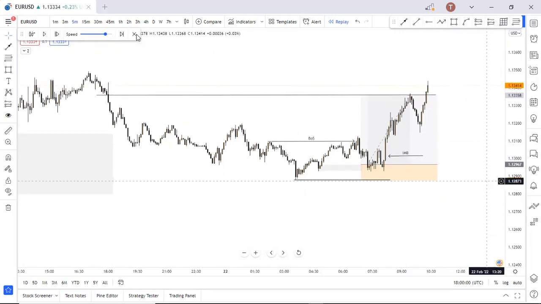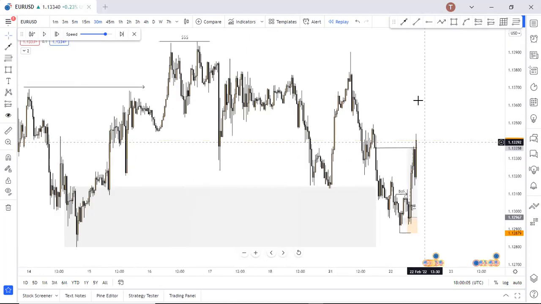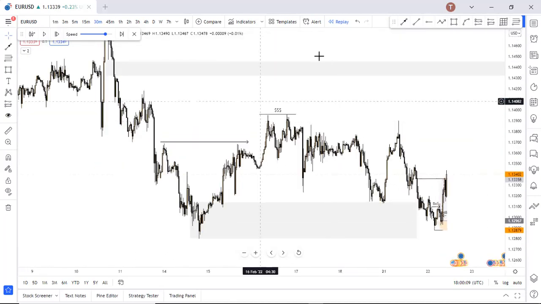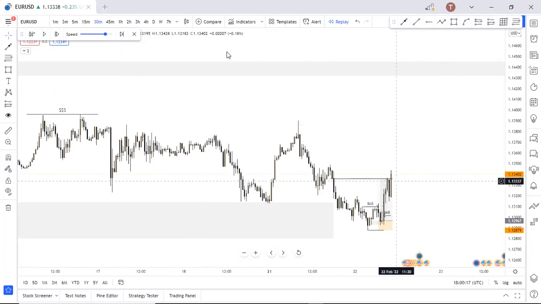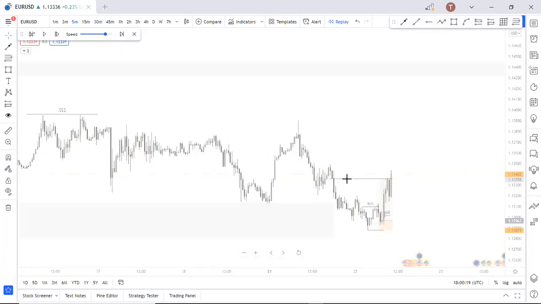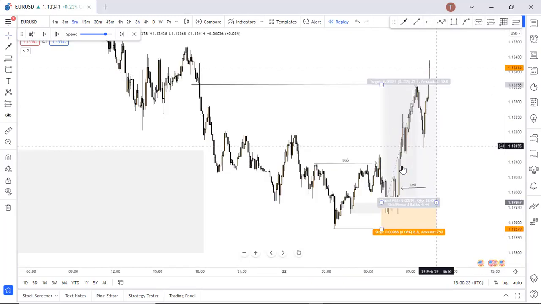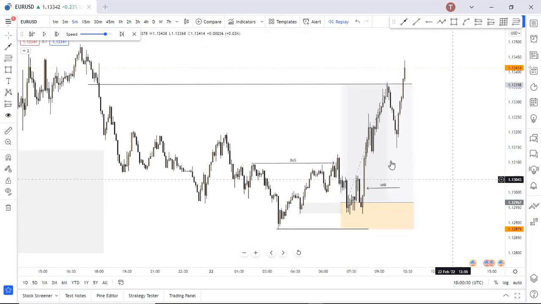So I'll be looking for a possible entry for another buy, because I still believe price will break above this high and get up to this 2-hour POI to fill this imbalance. So that's just it about the Euro USD scalp trade, giving me a 4.5 RR, with about 40 pips profit.